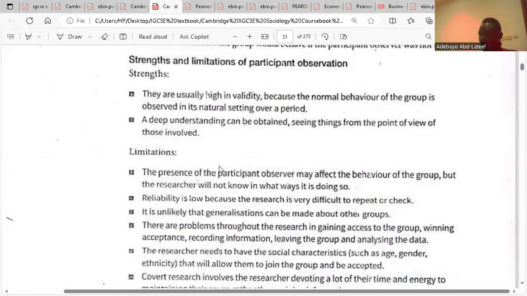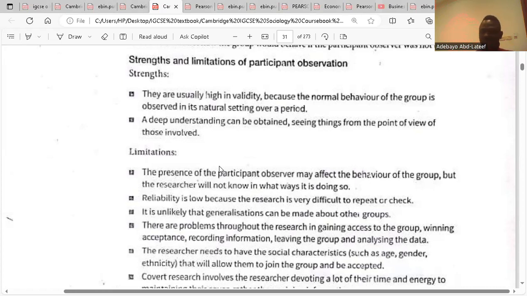So you're part of the group. Then whatever happens in that group, you get used to it. Then maybe that changes your behavior too. So you'll be able to know why they have done that. What makes them do that? Is it clear? Yes. So those are the advantages of participant observation.